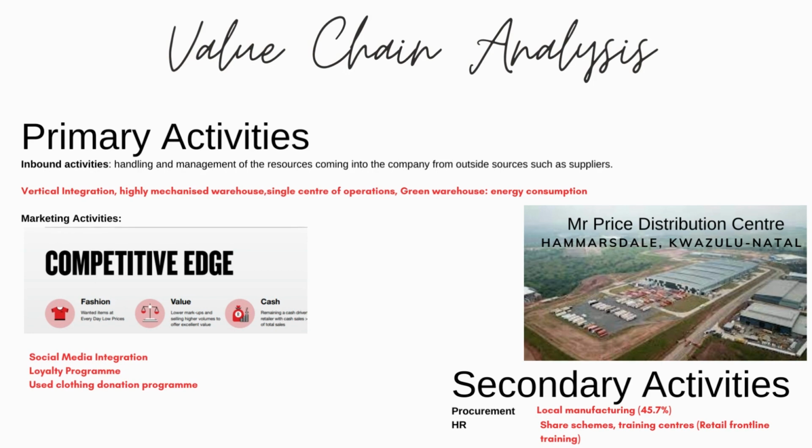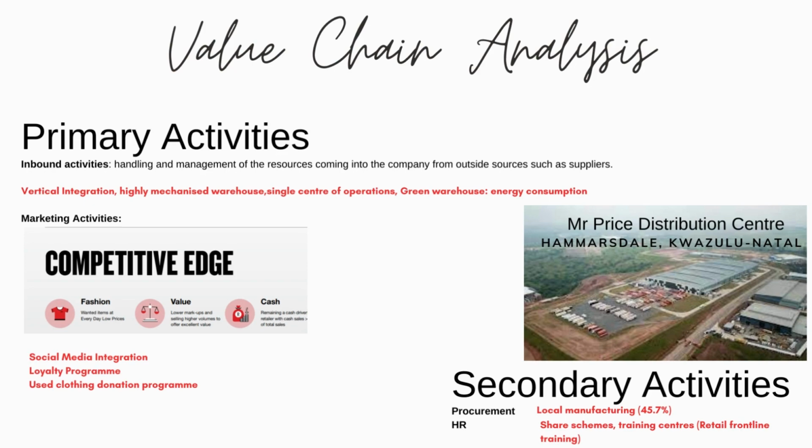Just a little bit of current affairs. Mr Price has got a huge distribution center in Hammarsdale in KwaZulu-Natal, and that's a centralized distribution center. So everything goes there and then moves into all the stores from there. Right, now, in your value chain analysis, you've identified what the primary activity is. We've said our inbound activities. All you need to do now is ask the question, how do we add value to our primary activity? What can we do that is more? What can we do that is different? How can we ensure that we are always looking at being more to our customers?